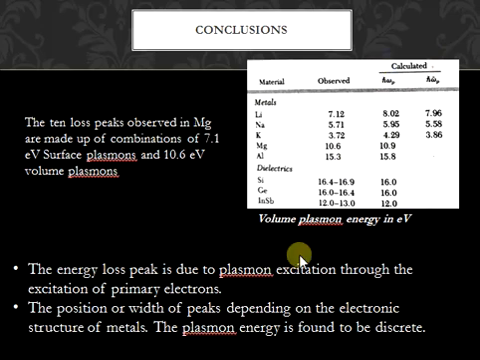All these things show that there is a generation of plasmons, and the energy loss peak is due to plasmon excitation through the excitation by primary electrons. The position and width of the peaks depend on the metal, which means they depend on the basic electronic structure of the element under study. Hence, we can conclude that plasmons are generated through the excitation of electrons, and the plasmon energy is discrete. So we can have energies in the form of discrete values. The quantum of that energy is called the plasmon. Okay, thank you.